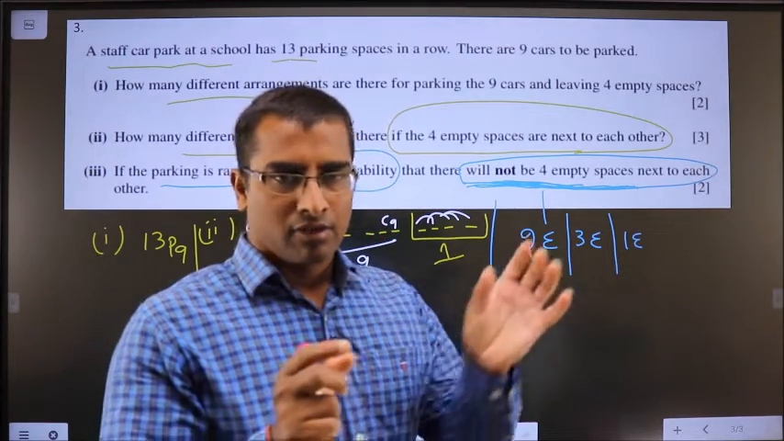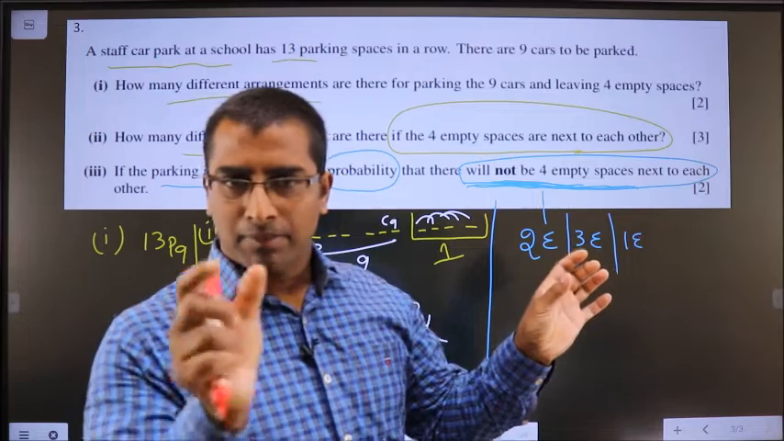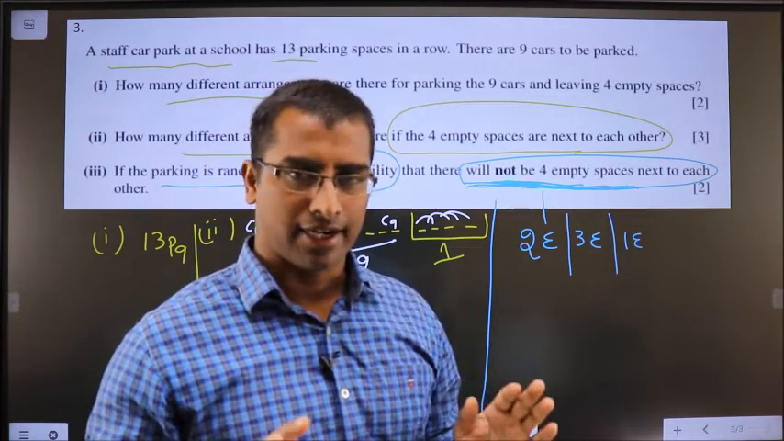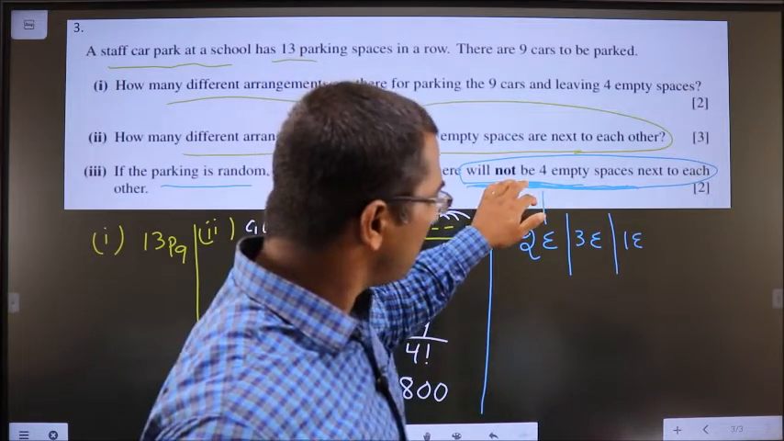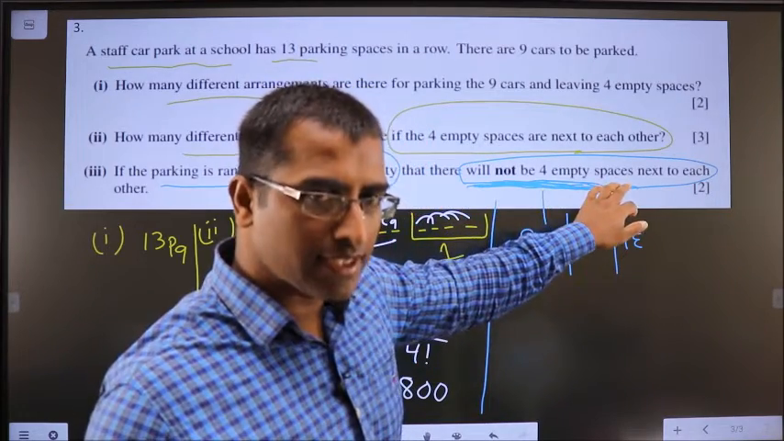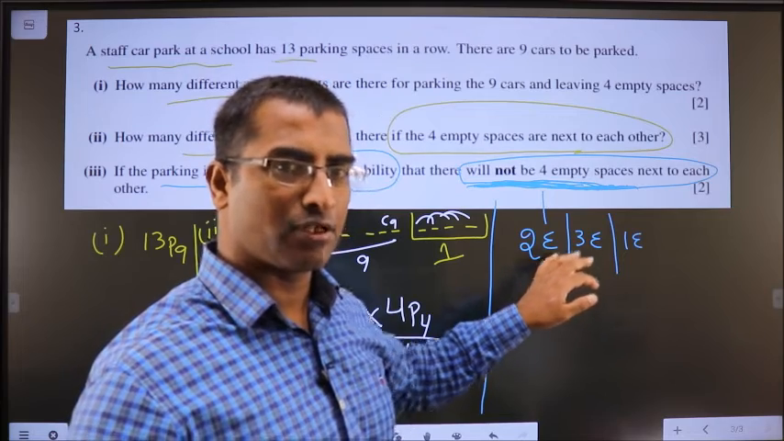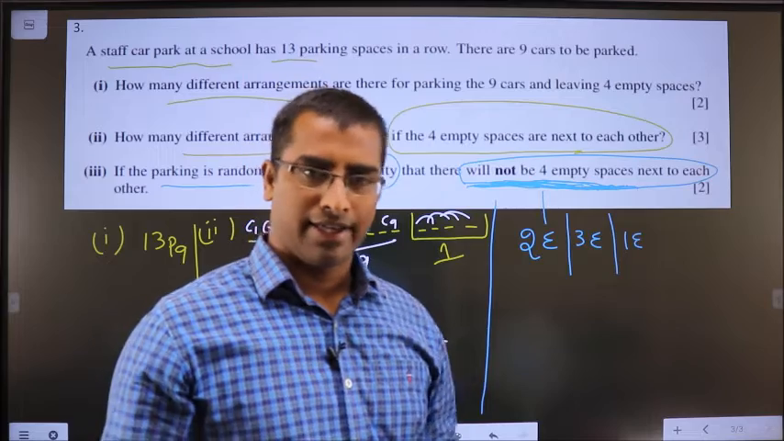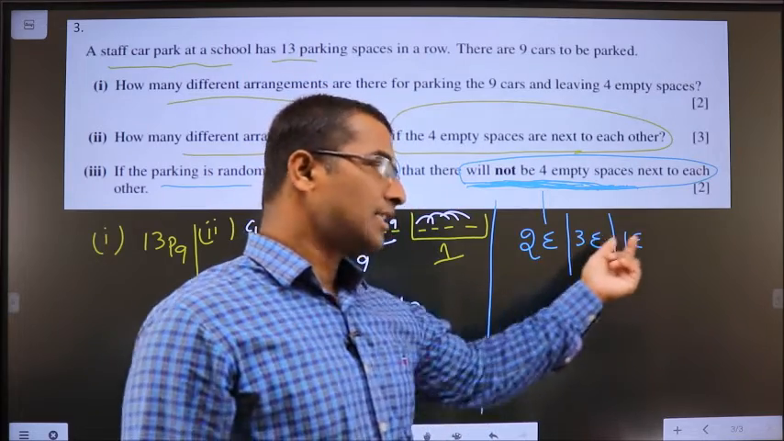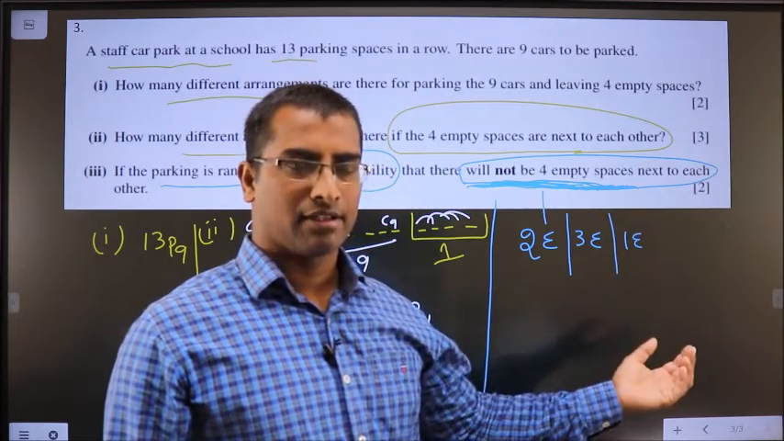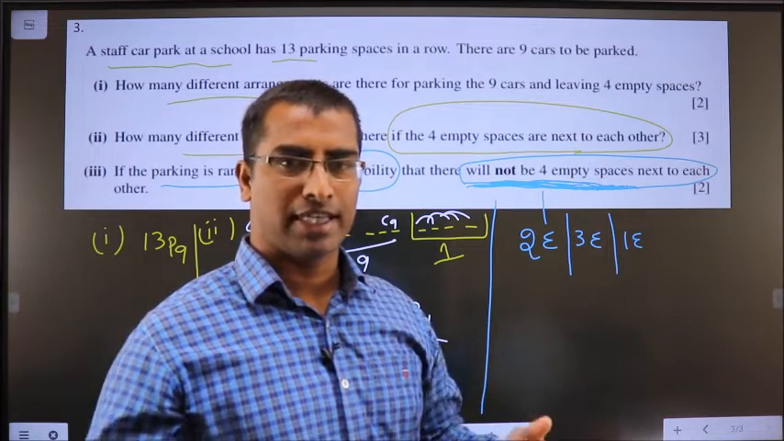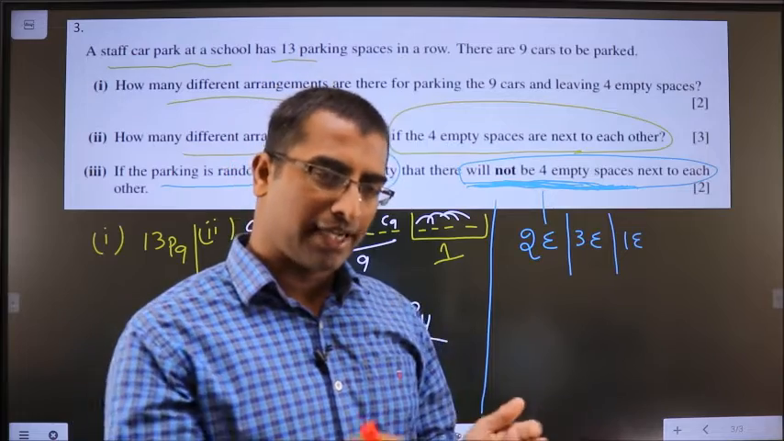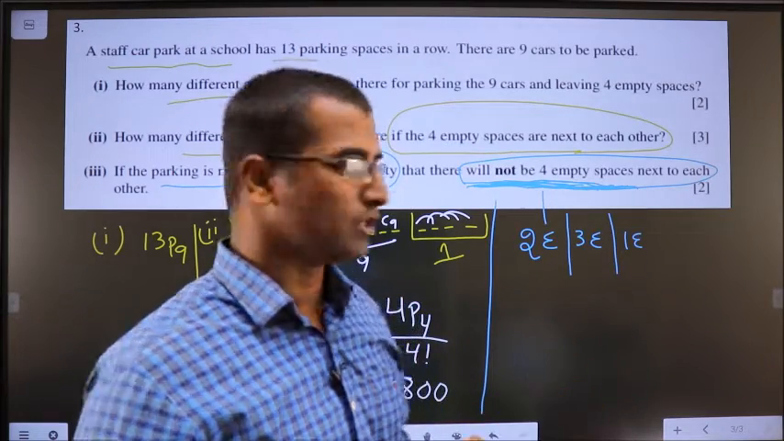Clear? For the condition, I am getting multiple options which satisfy the condition. Understood? Will not be 4 empty spaces next to each other means 2 empty spaces can be next to each other, or 3, or each separately. Clear? Now finding for each and adding will be difficult, right? Whenever many options, we can't find for each and add. Instead, we reduce our work by going with the opposite approach.